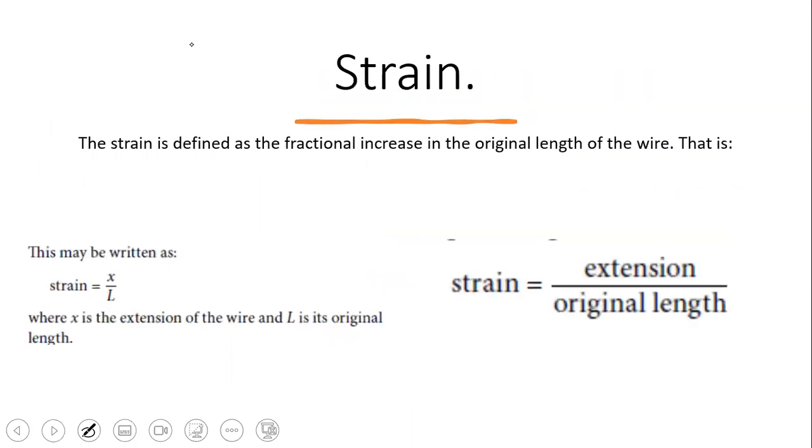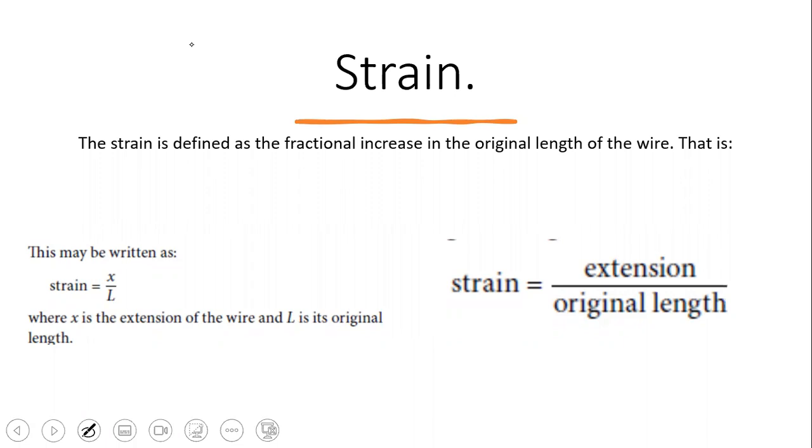Now, before we do Young modulus, we have to figure out what is strain and what is stress. What is strain? The definition of strain is the fractional increase in the original length of the wire. So you're taking the increase in the length of the wire and turning it into a fraction. So the formula is extension divided by original length. Whatever extension you're seeing, you divide it by original length, and that will give you the strain.